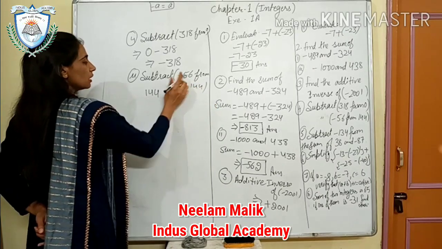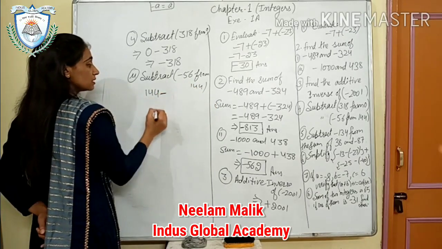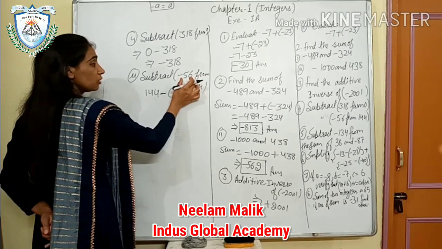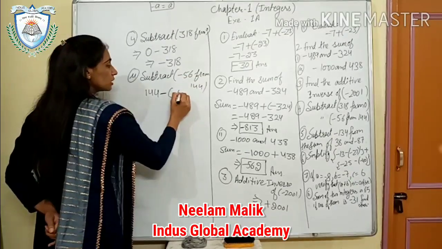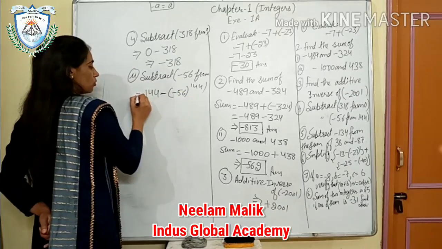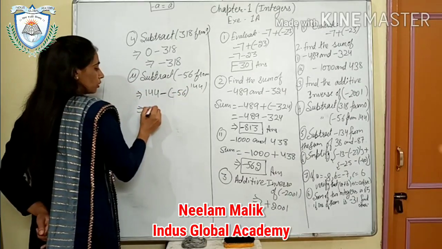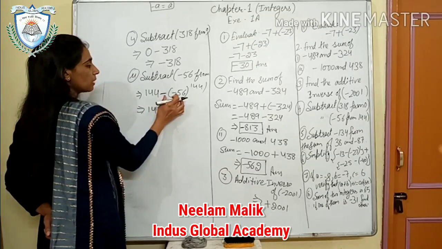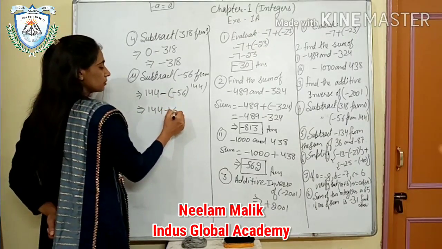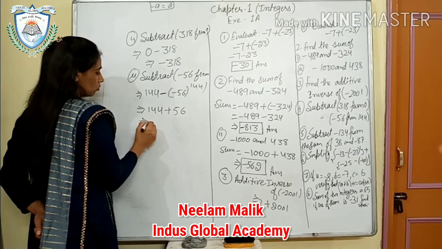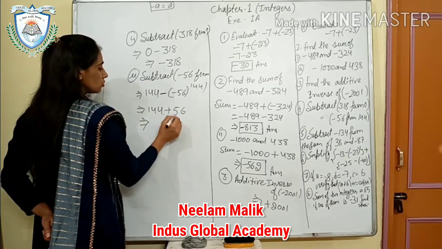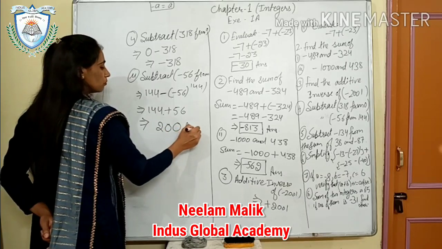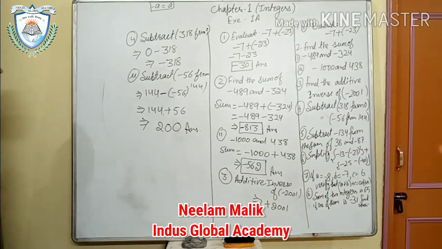It will be 144 first, and then we have to take the minus sign because we have to subtract. This is already a negative number, so put it in a bracket. Now 144, and I told you a bracket means a multiply sign, minus minus will be plus 56. So what will be your answer? 0, 9, 1, 10, and this will be 2. So your answer is plus 200.